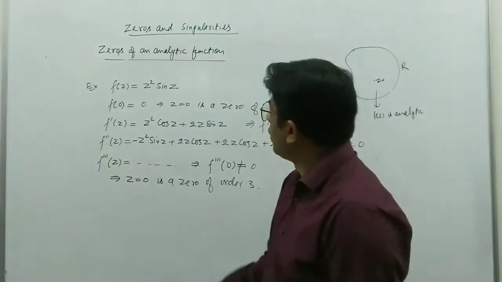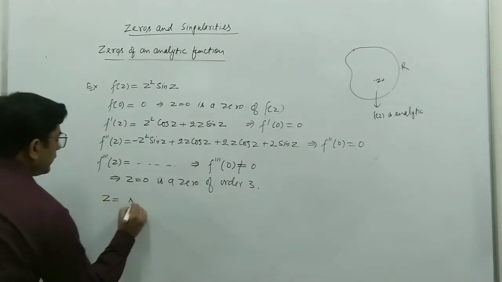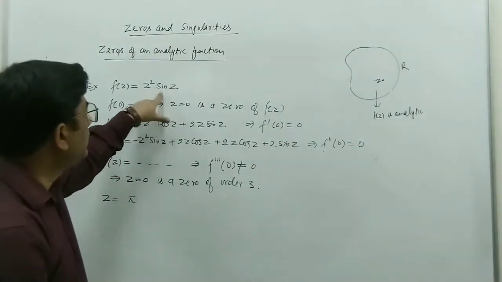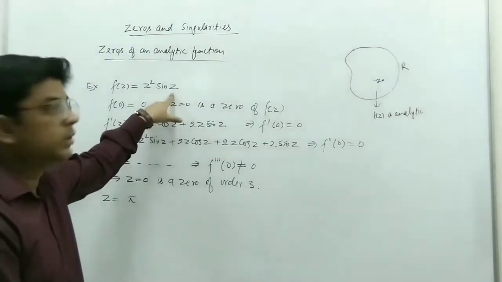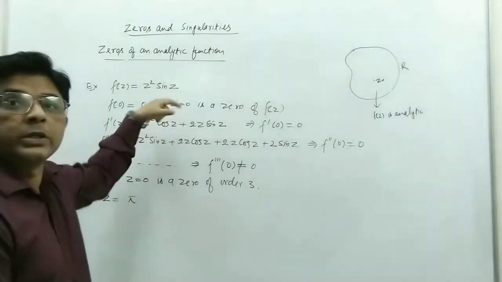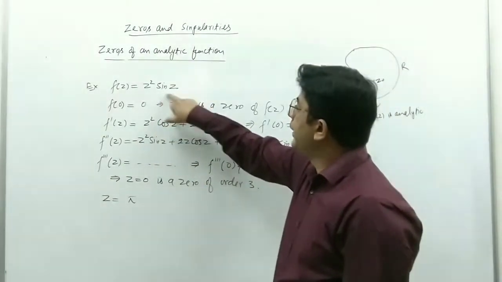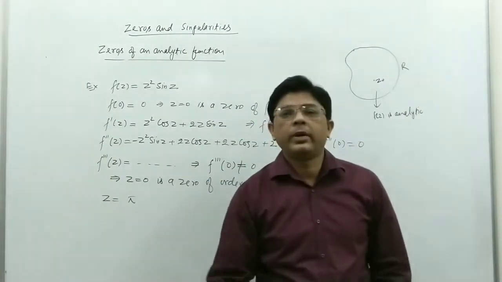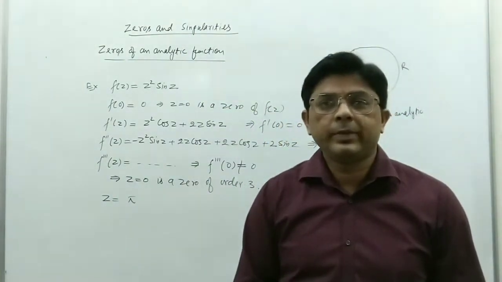So z equal to pi is also a 0 of this function, and similarly if you put z equal to minus pi, sine of minus pi is also 0, so z equal to minus pi is also 0. Then if you put z equal to 2 pi, this is also 0, because sine pi, sine 2 pi, sine 3 pi, sine 4 pi all are 0, and similarly sine minus pi, sine minus 2 pi, sine minus 3 pi, they all are 0.